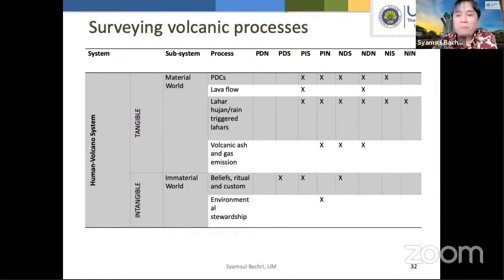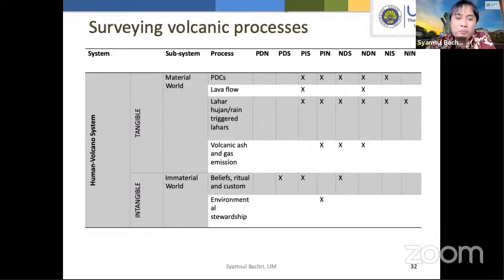It's up to you. Do you want to use this research to develop tourism or anything? Or if you are a disaster manager, you want to have some disaster management program resulting from this table, that's okay as well.